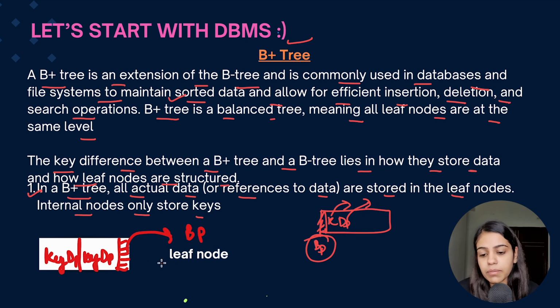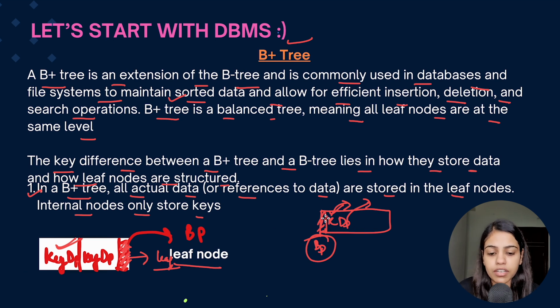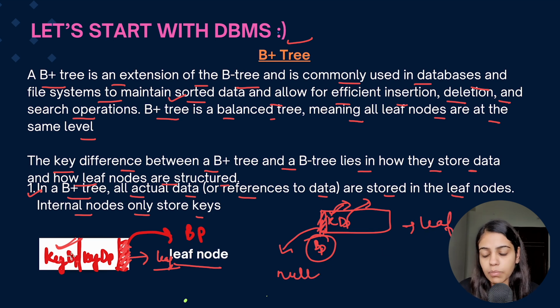Now in B plus tree, only in the leaf node we store the key and the data pointer. In internal nodes we only store the key, not the data pointer. There is only one block pointer per node, which points to the next leaf node. In B tree there was a key, a data pointer and a block pointer, and the block pointer used to point to null when it was a leaf node. But in B plus tree there is key and data pointer, and then only one block pointer per node which points to the next node in the leaf level.